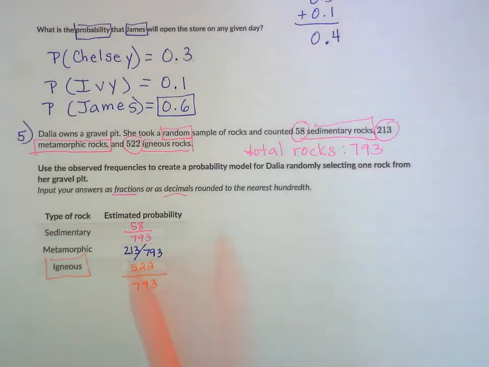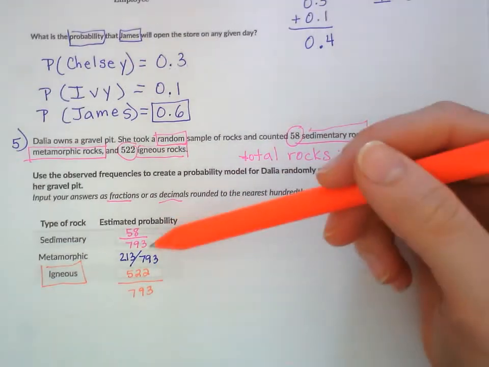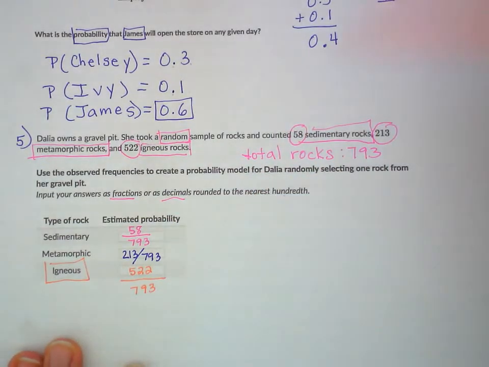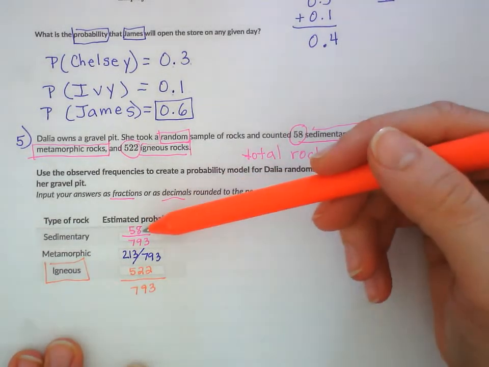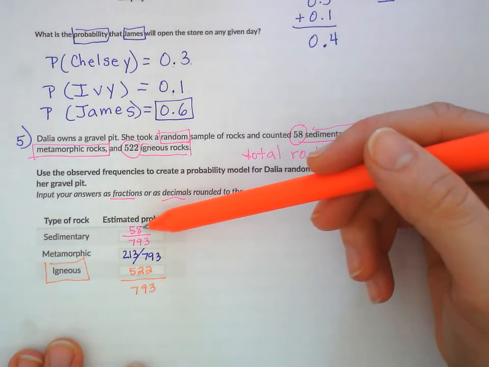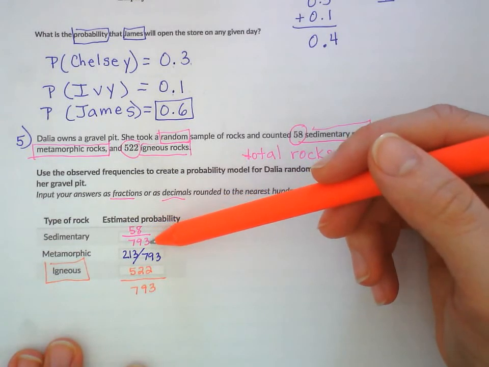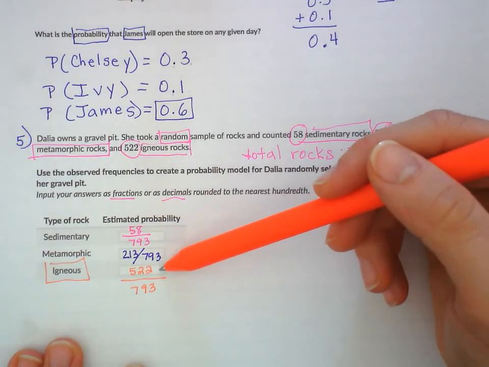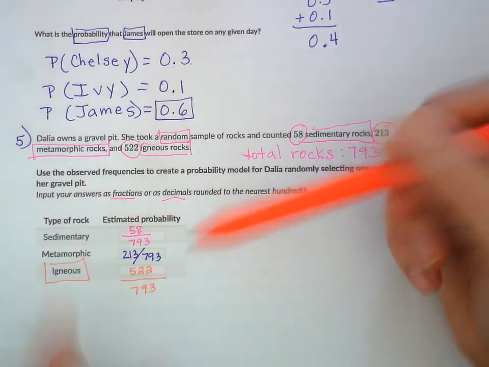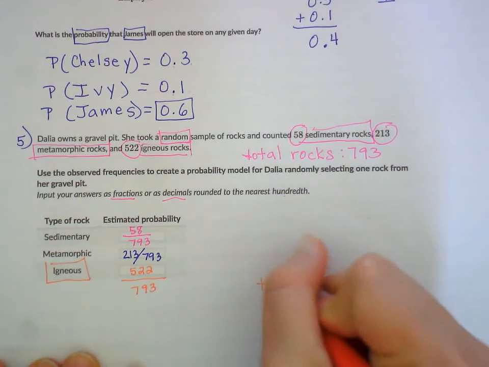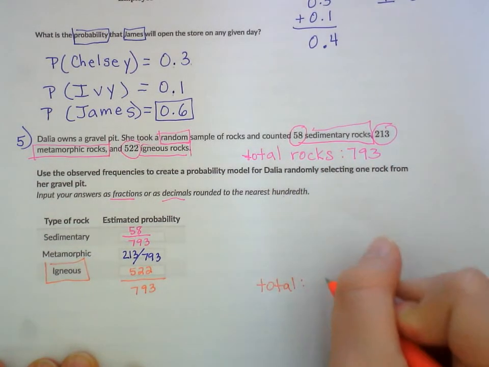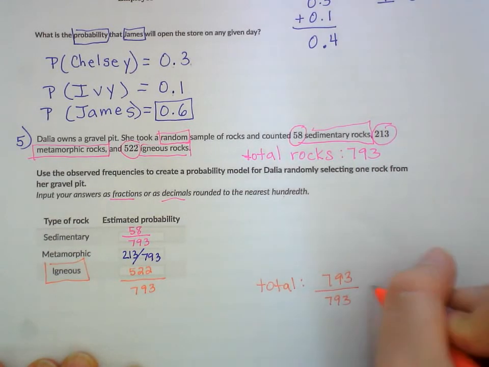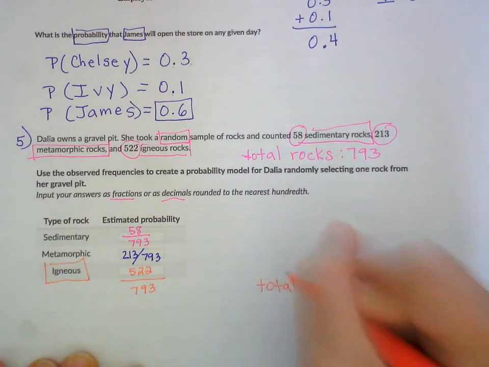So when they give you the empty table like this, all they want you to do is fill in the estimated probabilities, because that's how you do a probability model. Because if we added these up, these fractions, 58 out of 793 plus 213 out of 793 plus 522 out of 793, total, those numerators add up to 793 out of 793, which is indeed 1. So that's how you check.